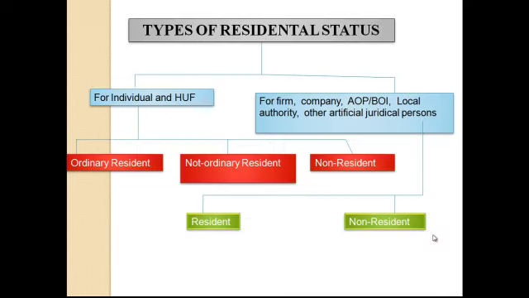Types of residential status: for individual and HUF, and we can classify firm, AOP, local authority and other artificial juridical persons. Individual can be classified into three categories: ordinary resident, not ordinary resident and non-resident. Firm, company, AOP, BOI and local authority are classified in two categories: resident and non-resident. There is no not ordinary resident category for firm, company and AOP.